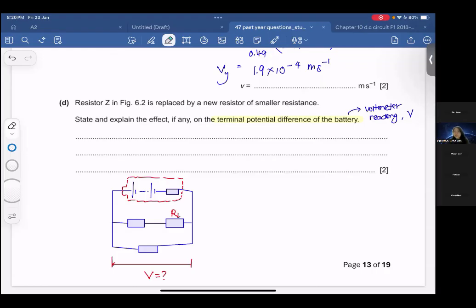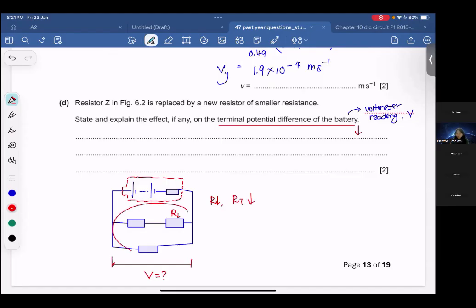Chonghan's answer is that the potential difference of the battery will decrease. So our answer for this part will be decrease. Why decrease? Because Chonghan says we replace the Z with a smaller resistance, so this resistance becomes smaller. Then the total external resistance will decrease. Yes, your total resistance for this part will become lower.